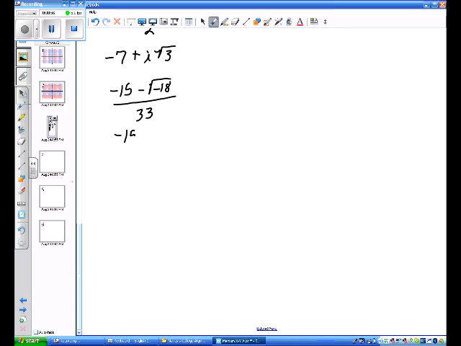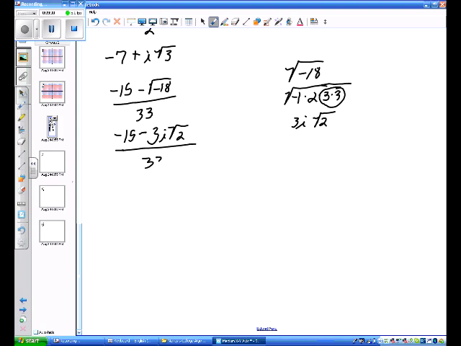Well, that gives us negative 15. Now, we have to deal with the square root of negative 18. That's the square root of negative 1. 18 is 2 times 9. 9 is 3 times 3. So the square root of negative 1 would be i. The square root of 3 times 3 is 3. And then we have left a 2. So it would be 3i square roots of 2 all over 33.